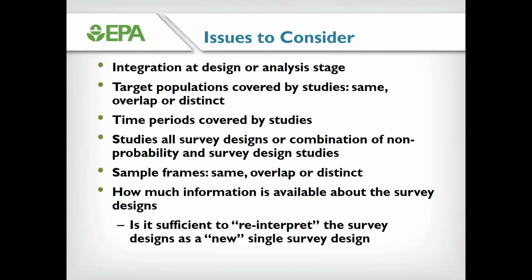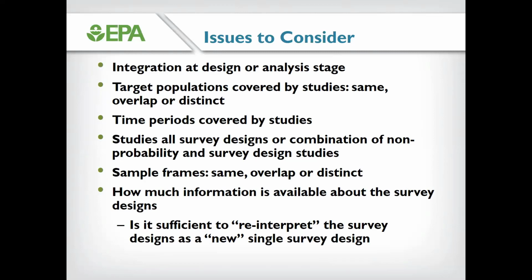Sometimes somebody presents you with information, and you say, I want to combine these studies. The studies have already been done. There was one done by Mike Mulvey in the state of Oregon for the Willamette Valley on streams a number of years ago. The question that comes up is, when you're looking at the target population, do they cover the same target populations? Do they overlap, or are they distinct? You need to know that sort of information.